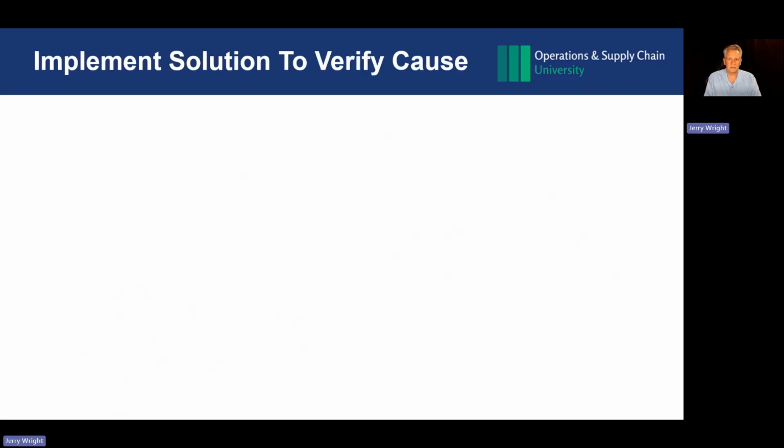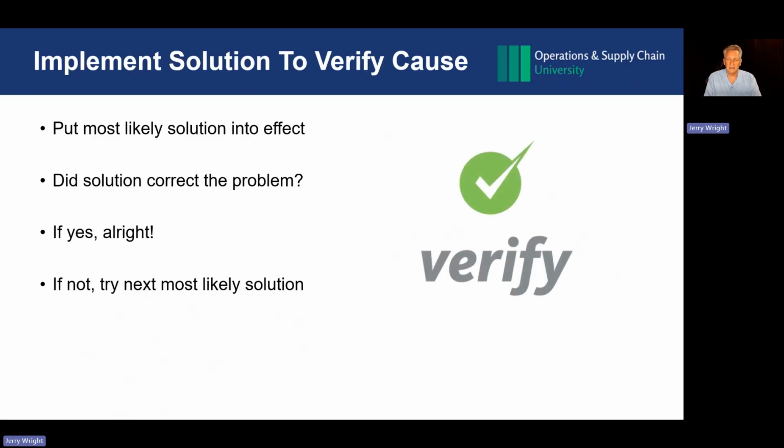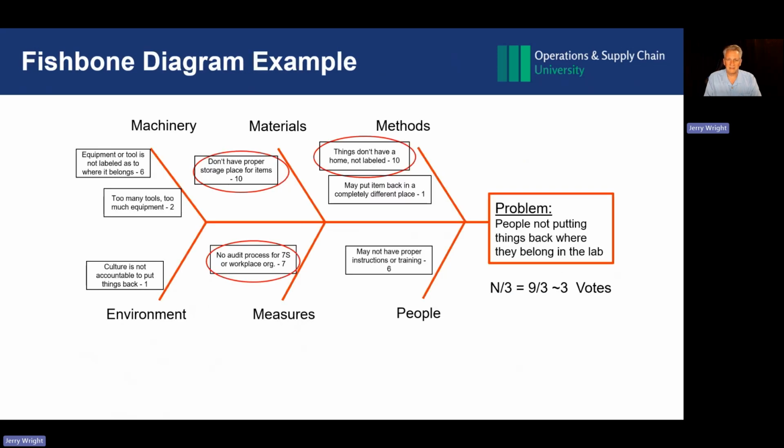So you've done that, that's great. Now you need to actually implement the solution to verify cause. So implement it, see how it works. Did it fix the problem? If yes, all right, you're done. If not, go to the next most likely solution. It's always important to verify cause to make sure you've got to the root cause and you're not just addressing a symptom. So here's a fishbone diagram example.